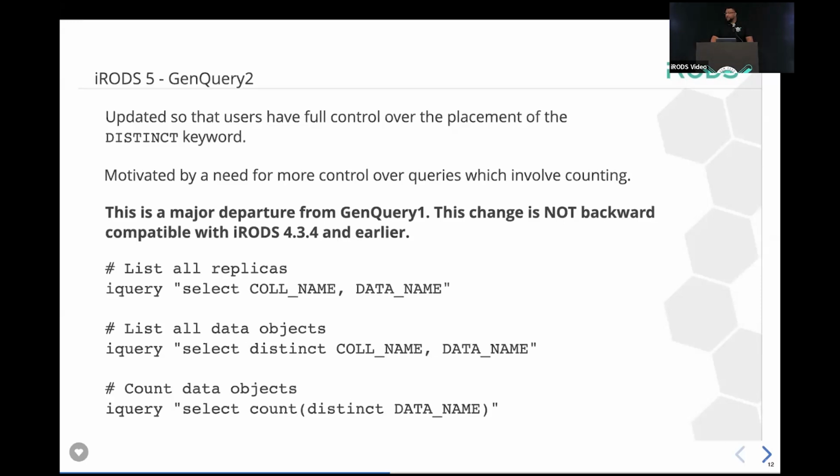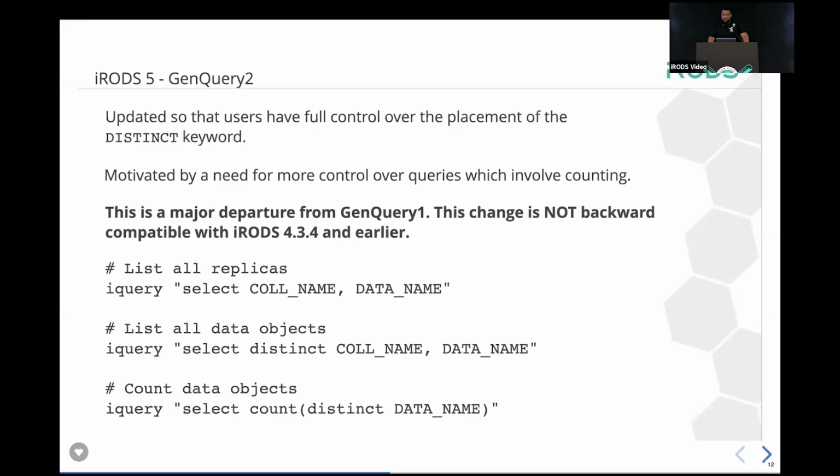And the main reason for this is because it helps improve the ability to count things, and it also makes it very clear what you are counting, whether you're counting replicas or data objects or whatnot. And so at the very bottom here, we have some examples which demonstrate this using iQuery. So now, if we look at the first example, select collection name and data name, in jQuery 1, that would produce the list of data objects because it's going to inject the distinct keyword. For jQuery 2 and iRODS 5, this will now list replicas.